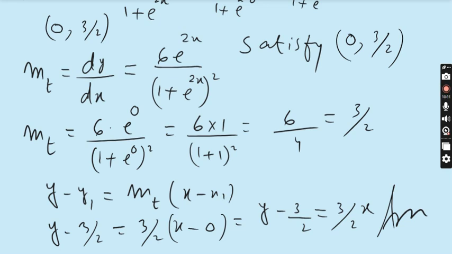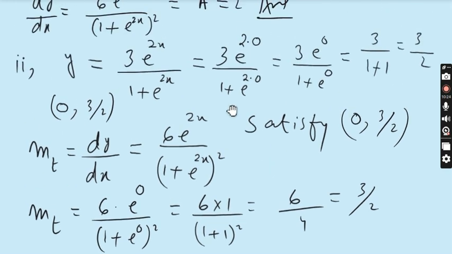So for the equation of tangent, we have to find the gradient of tangent, we have to find the coordinate, and then put in the equation of tangent. Okay. Now move to part 3. What is part 3?